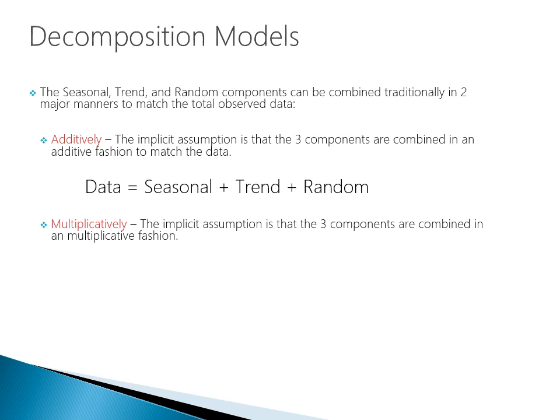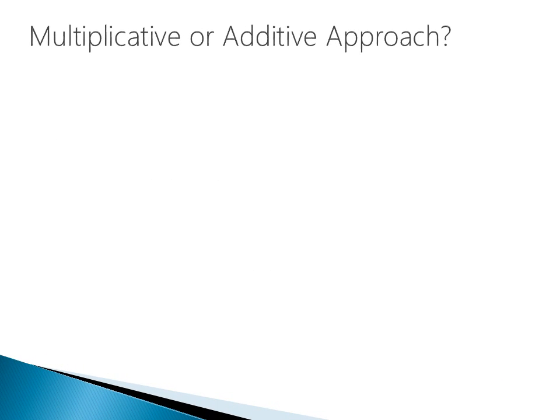Alternatively, we can look at it in a multiplicative sense, which is the implicit assumption that the three components are combined in a multiplicative fashion, which is I take the data, and it's the seasonal times the trend times the random component. The underlying question that we have here now is, do I take a multiplicative or additive approach to the data? Well, the time series techniques we will discuss are approached from an additive standpoint.